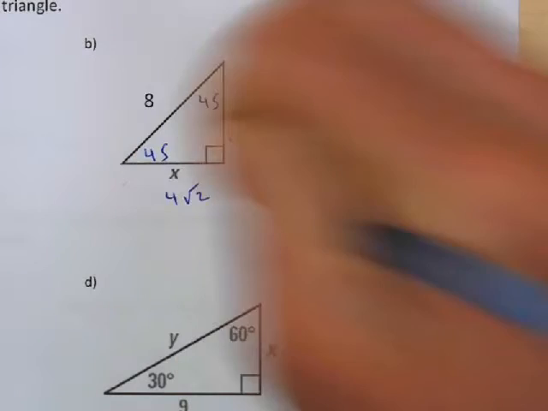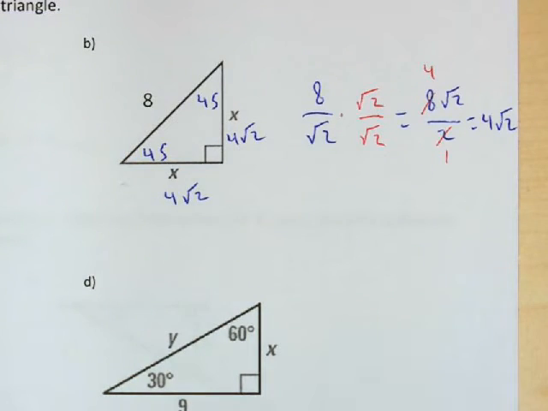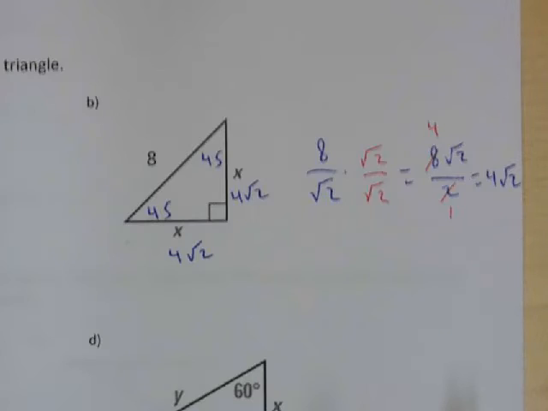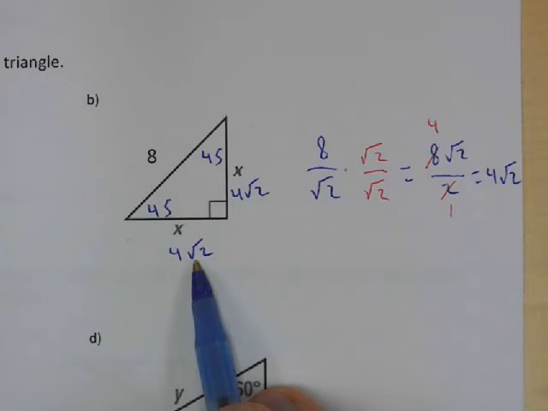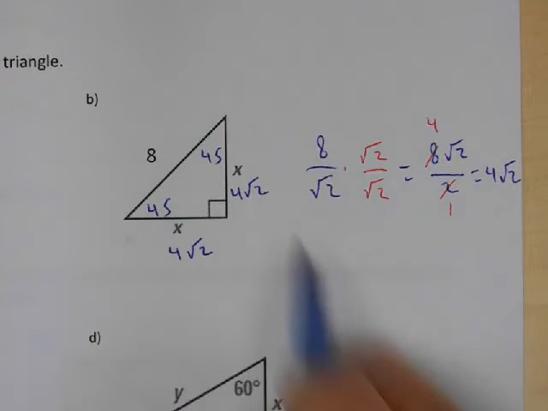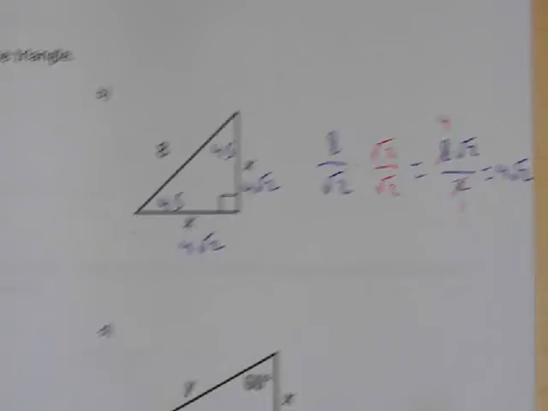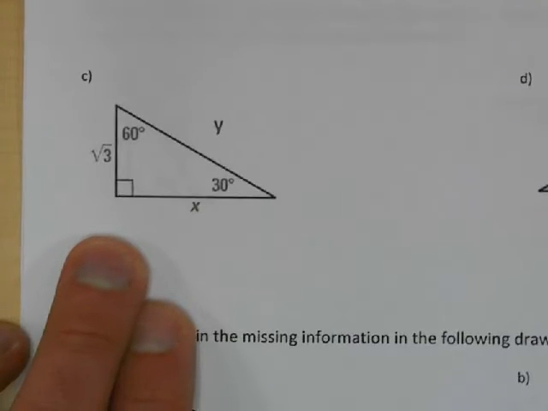And yeah, that works because, you know, if I had the leg and I want the hypotenuse, I multiply by root 2. Well, if I multiply this by root 2, root 2 times root 2 is 2, times 4 is 8. So yeah, it works. Okay, and that's about as hard as these will get, is when we have to divide by a radical. Okay, all right, let's take a look at part C here.